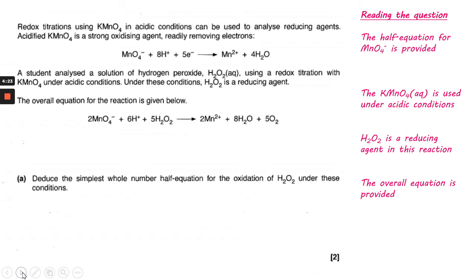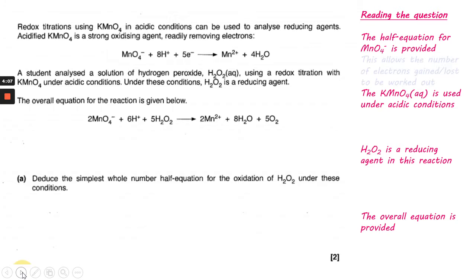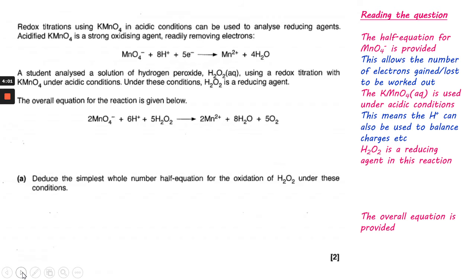So the half equation for MnO4- reduction is provided. The KMnO4 aqueous is used under acidic conditions. The H2O2 is a reducing agent, and the overall equation is provided. So what do these things mean? Firstly, the half equation allows the number of electrons gained or lost to be worked out. If you know that KMnO4 aqueous is used under acidic conditions, it means you've got a supply of H+, so you can play around with that and use it to balance charges, etc.